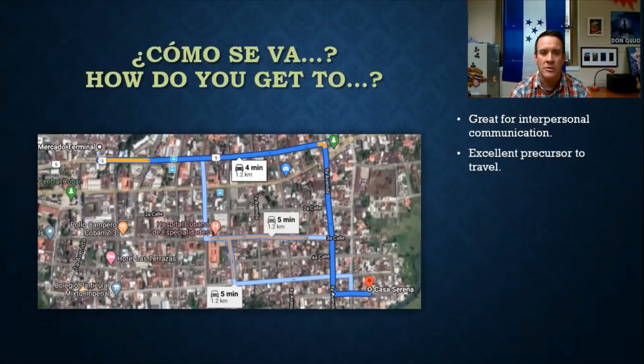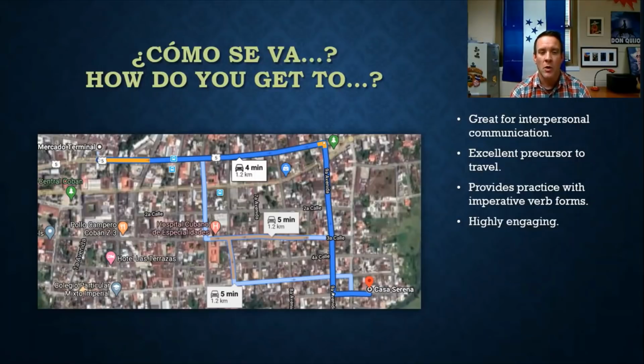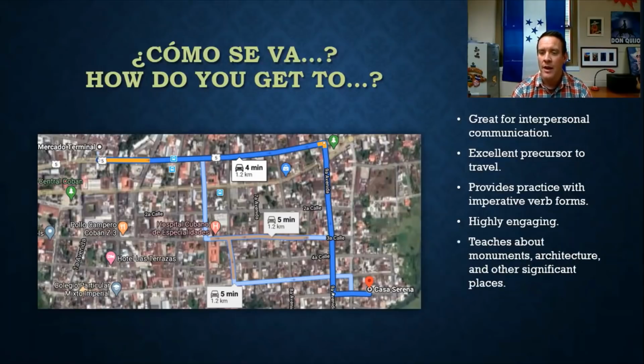It's an excellent precursor to travel as well, especially like if you're staying in a hotel and then you have certain places that you want to go in the country, then you can basically tell them how to get to those places and they can do that, you know, before they go. It provides practice with imperative verb forms, which I talked about, and it's highly engaging. Both parties have to pay attention, the person who's explaining how to get there and also the person who is doing it. And then it also teaches about monuments, architecture, and other significant places.